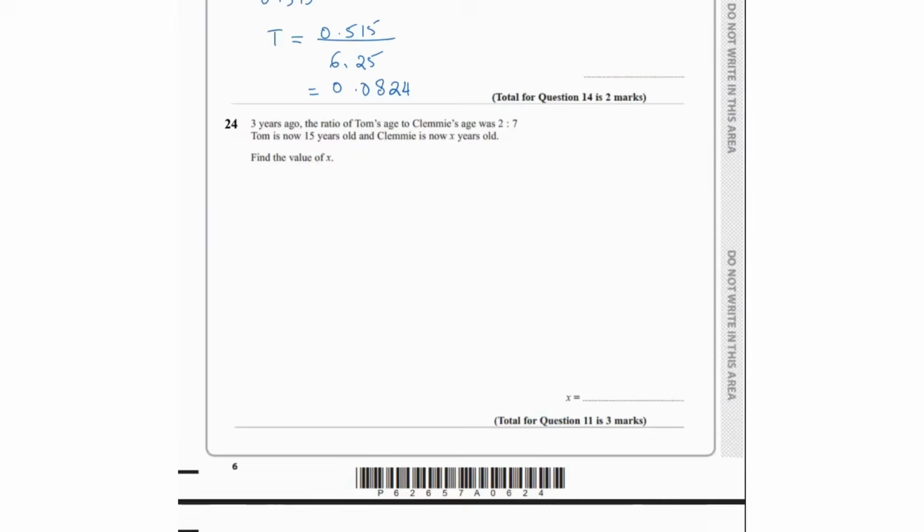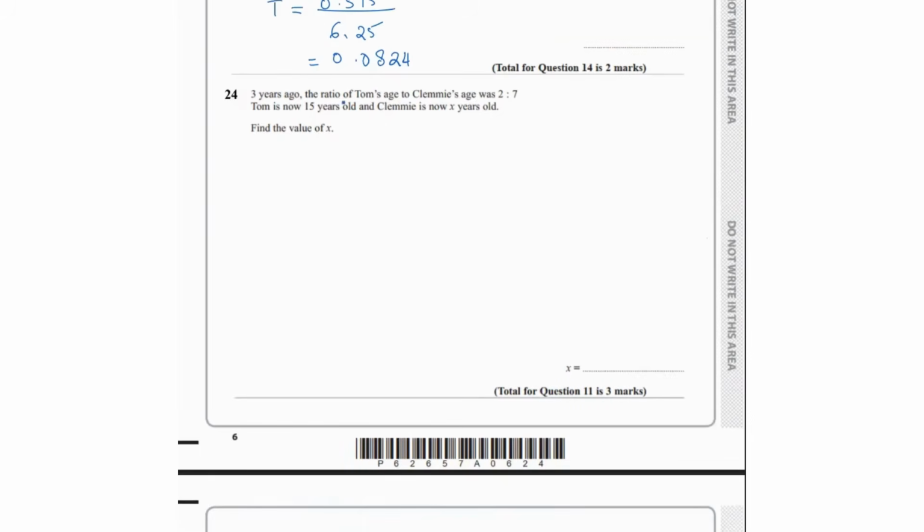Then ratios is also very common. In this one, it says 3 years ago, the ratio of Tom's age to Clemmie's age was 2:7. Tom is now 15 years old and Clemmie is now X years old. Find the value of X. So 3 years ago, it was in the ratio 2:7. And now Tom is 15 years old. So we know Tom's age right now, it's 15.